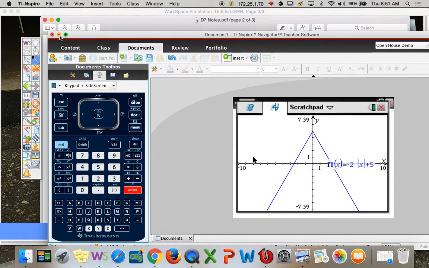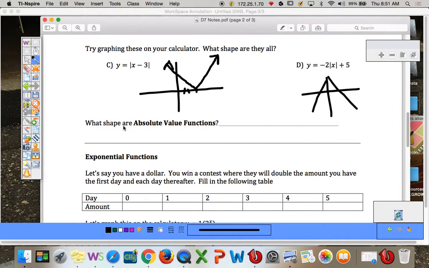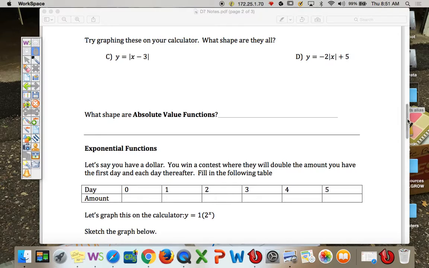Yep. Okay. So absolute value functions, what shape are they? Well, they are V-shaped graphs. So if you can remember that with an x squared, they're U-shaped. In absolute value, they're V-shaped graphs. You'll be good. Okay, let's look at exponential functions.